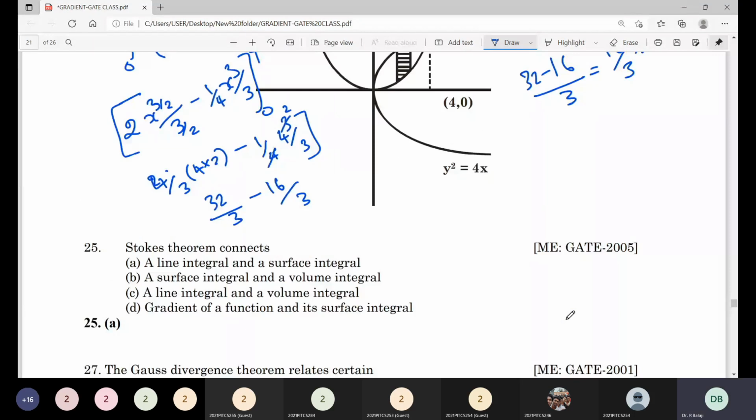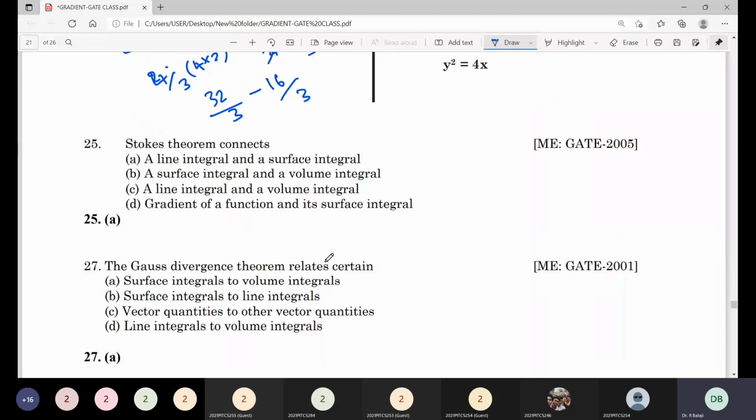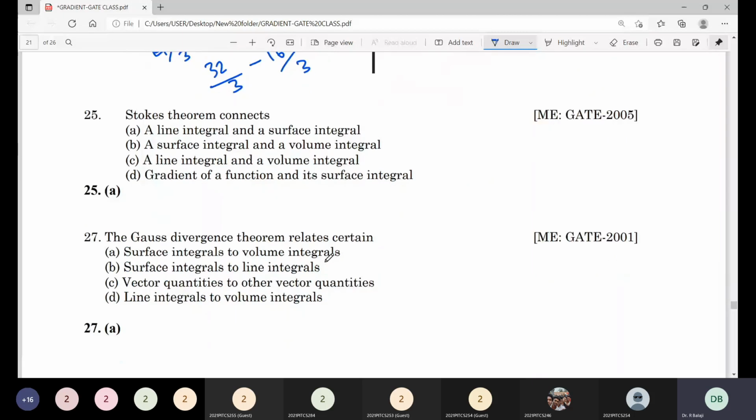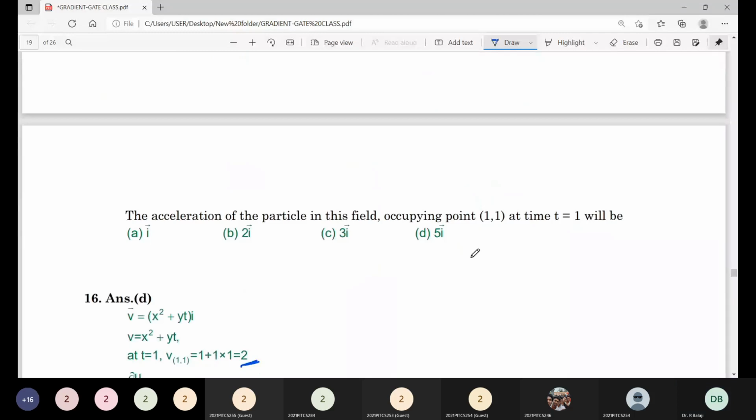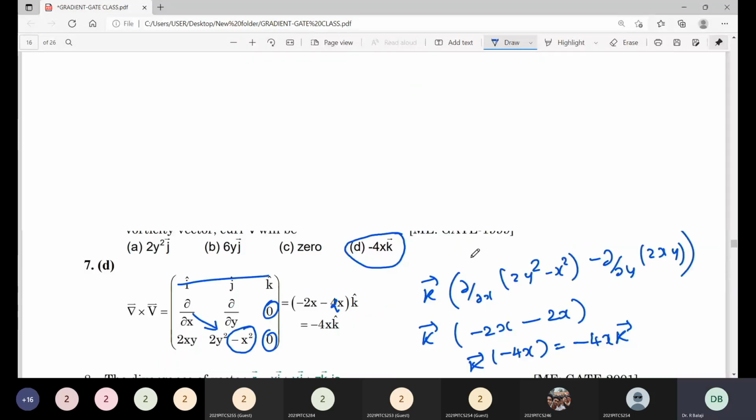Stokes theorem connects the line and the surface integral. The Gauss divergence theorem connects the surface integral to the volume integral. Stokes theorem says single integral to surface integral. Then divergence is double integral to triple integral. Then Green's is single integral to double integral. Okay, right. Now listen, we will see.